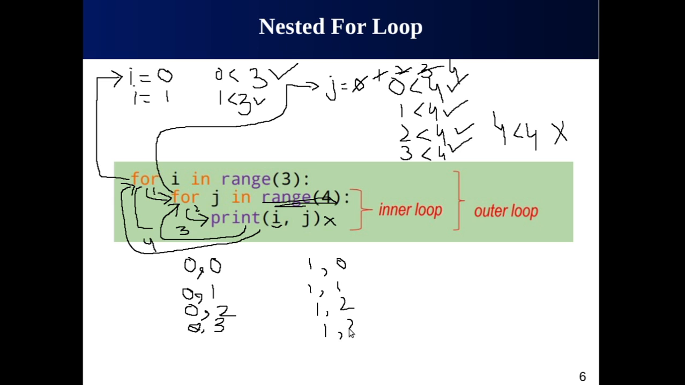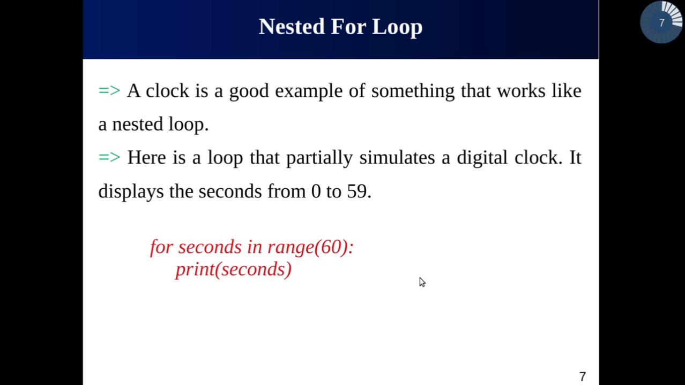And similarly for the other items. So it is important to understand how the sequence, or how the flow, works in the case of nested loops. It could be a nested for loop, or it could be a nested while loop.